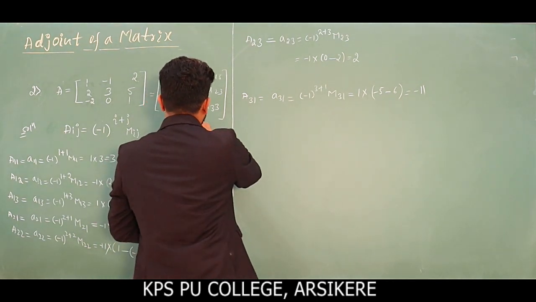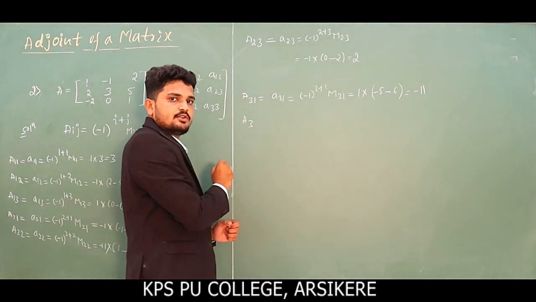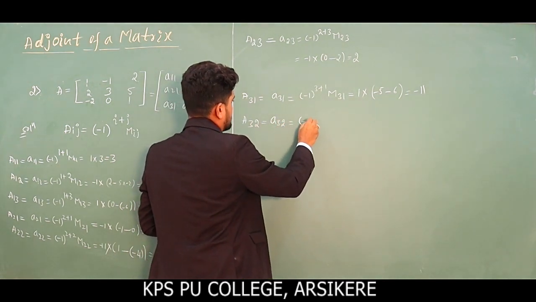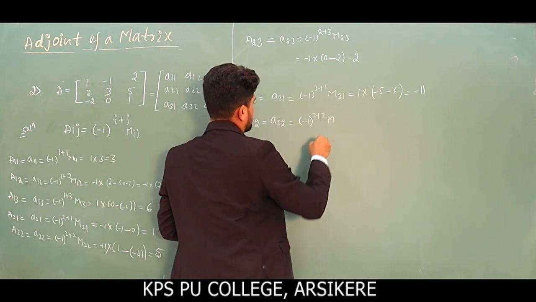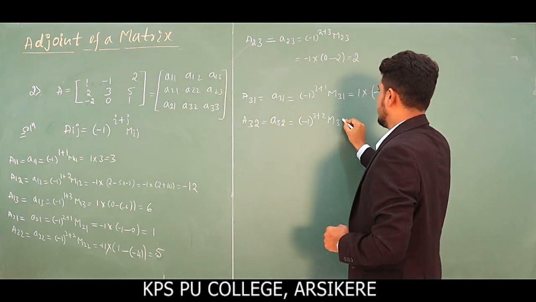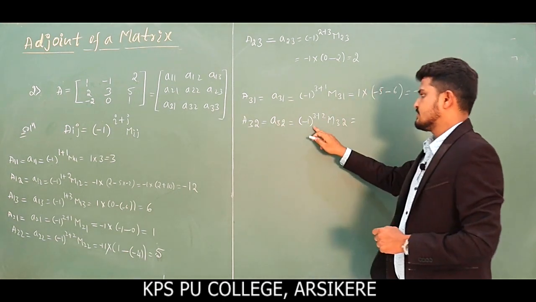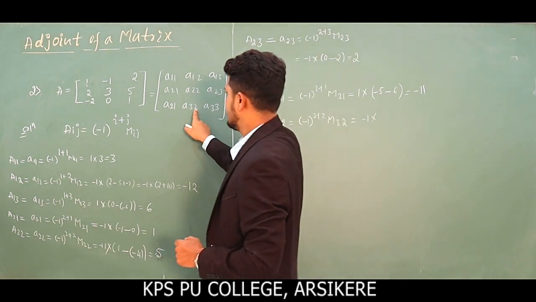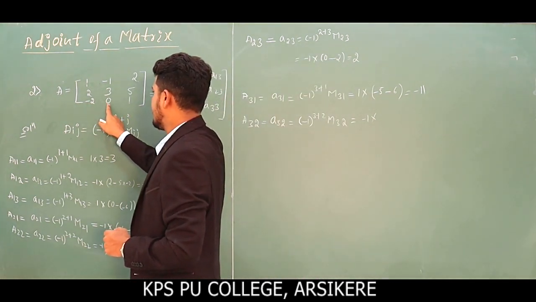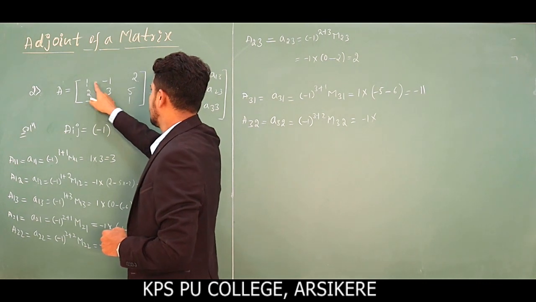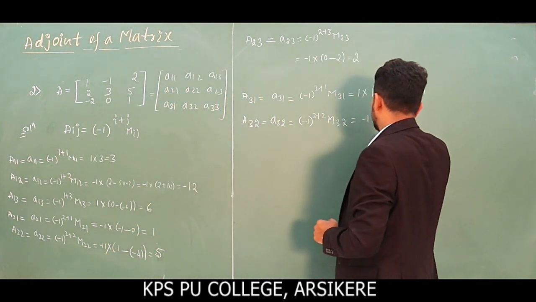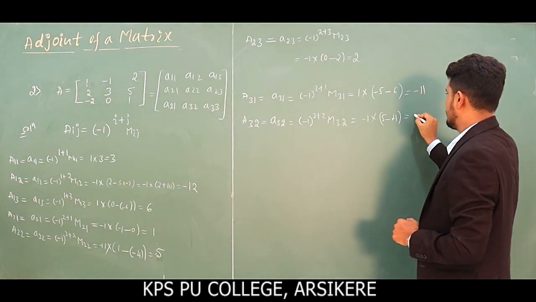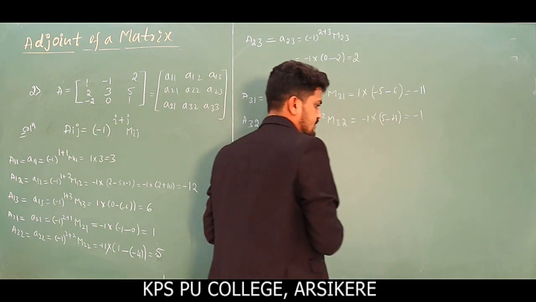Next element a32 is equal to a32, so minus 1 to the power of 3 plus 2 into m32, so minus 1 to the power of 5, so minus 1 into m32. Cofactor of minor of 0, eliminating ith row jth column, so 1 into 5 minus 2 into 2 4, which is equal to minus 1.